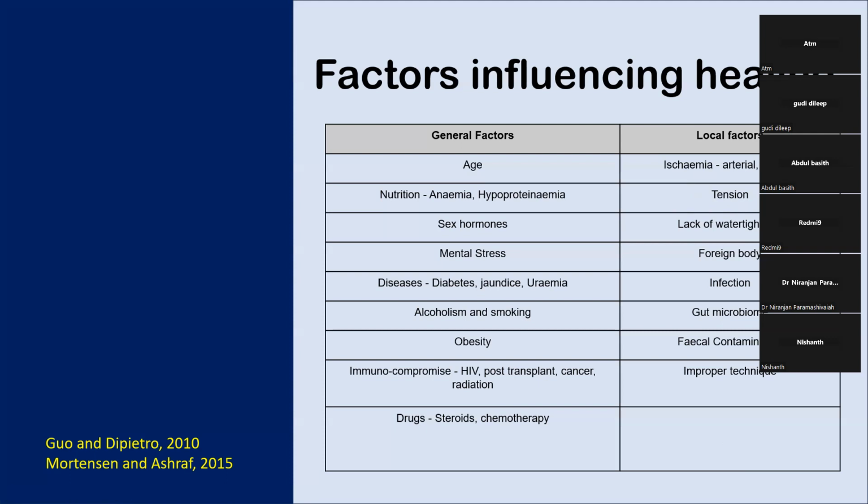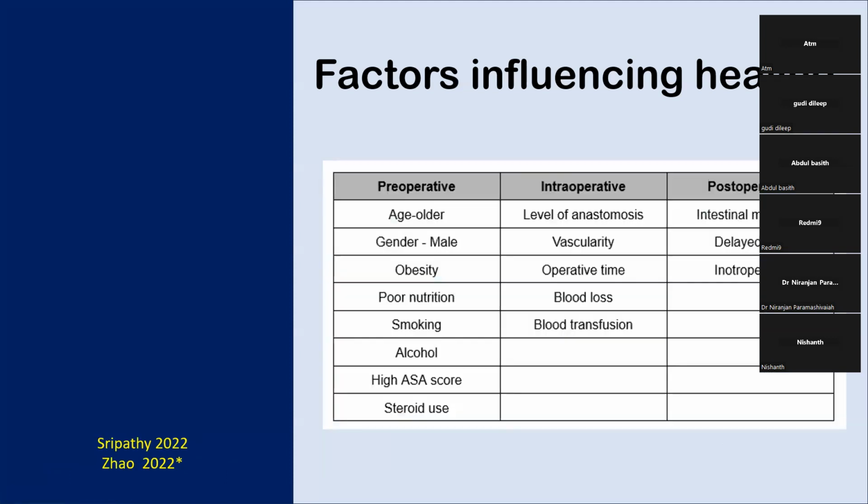And it doesn't stop here. There are other factors also that you have to know, and a lot of it is repetition here. The only thing that is not mentioned in the previous list is the high ASA score, increased comorbidity. But please understand, in addition to the things that we mentioned, intraoperatively these are very important for us to know. Apart from the technique and ischemia, vascularity is ischemia, that is a repetition, but the level of anastomosis is important. So, Vinod, what do we mean by this level of anastomosis in the GI tract?